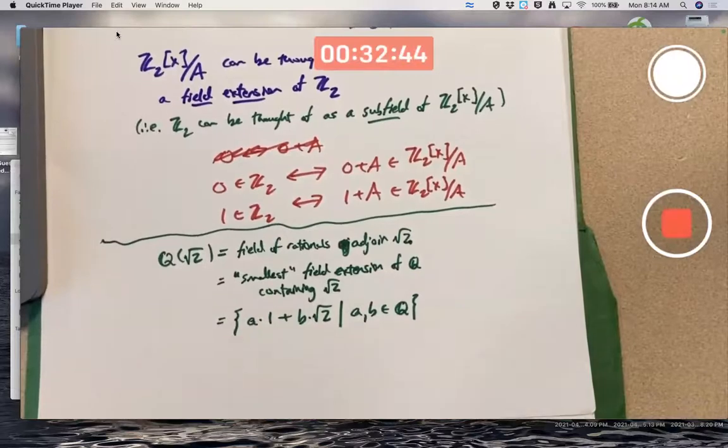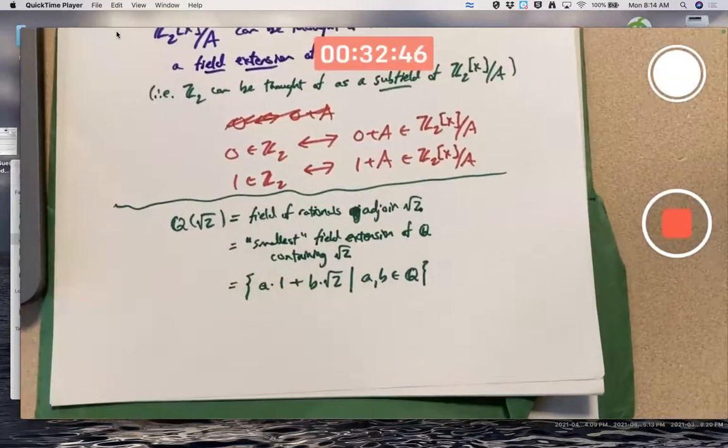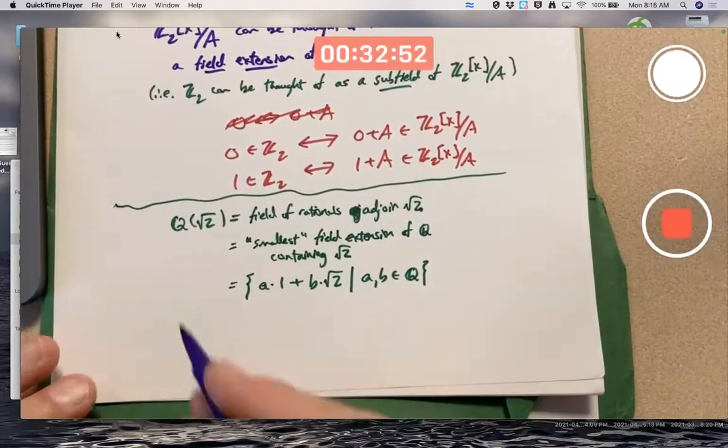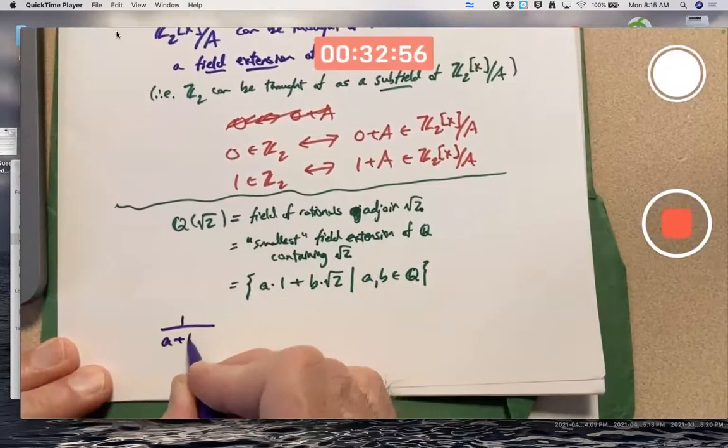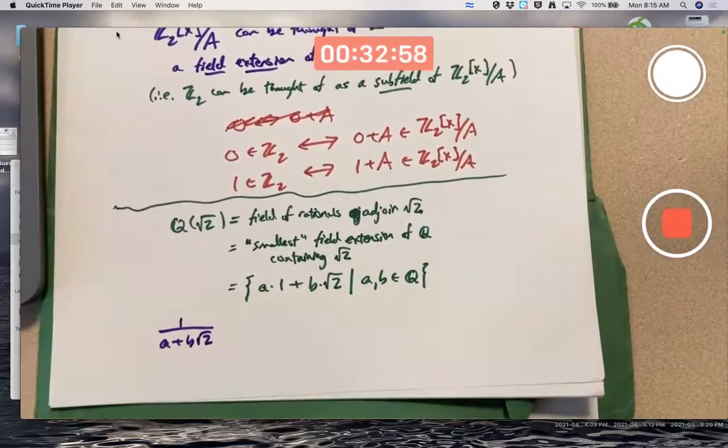It becomes a little bit more believable if we try to figure out the multiplicative inverse of an arbitrary element. What's 1 over a plus b root 2 equal to? And can I put it in this form? I better be able to if this is going to be a field. It's got to be closed under multiplicative inverses.